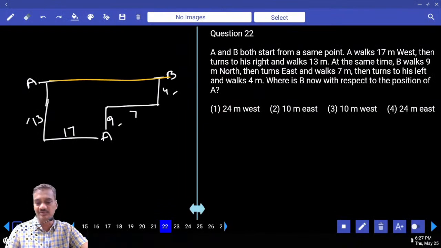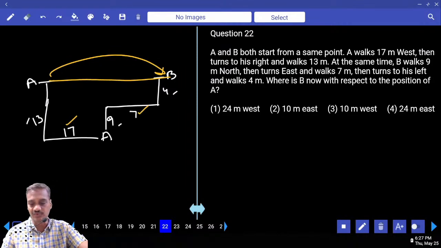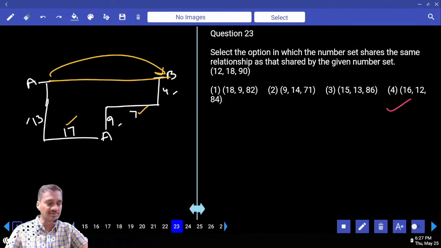Then where is B now with respect to A? Now B is towards east. And what is the distance? 17 plus 7, 24 towards east. Choice for question number 22.